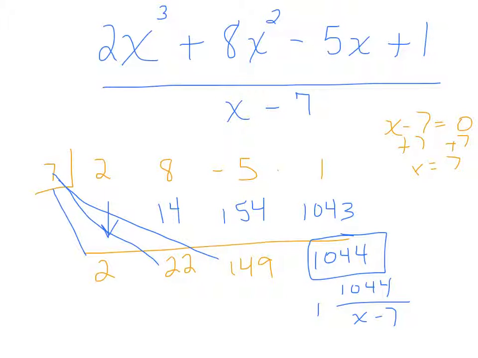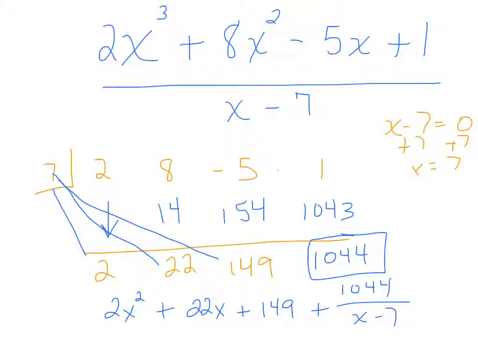It's positive, so I put a plus right there. I have 149 as my constant, the number without an x. It's positive, so I put plus. 22 is my coefficient of x to the first. 2 is my coefficient of x squared. Everybody's positive, so I have all plus signs there.